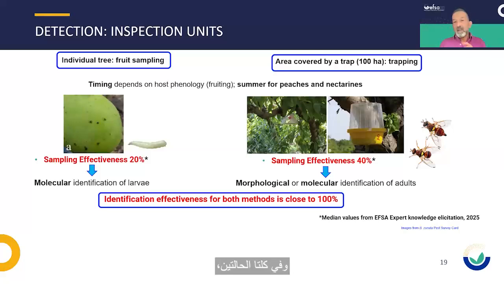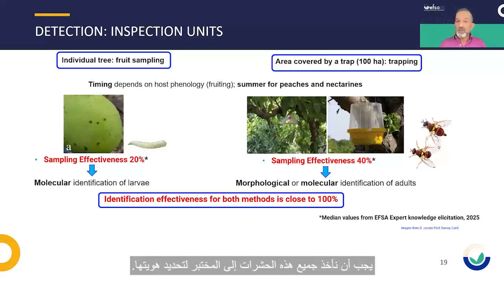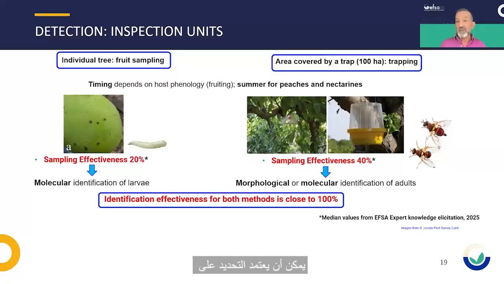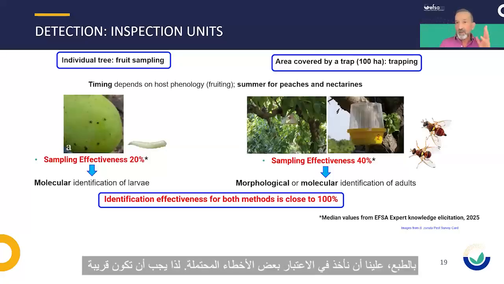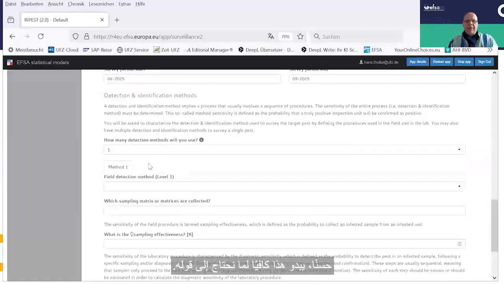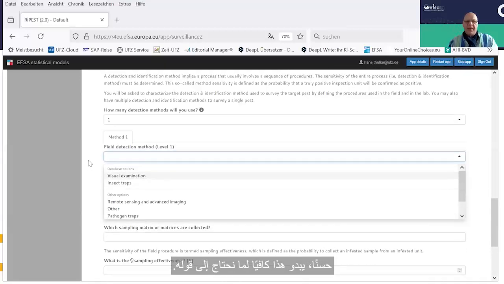And then in either case, we should take all these insects to the lab for identification, and the identification could be based on molecular methods or on morphological. The effectiveness would be close to 100%. Of course, we have to consider some possible mistakes, so it should be close to 100%. Okay, that seems sufficient for what we need to say.